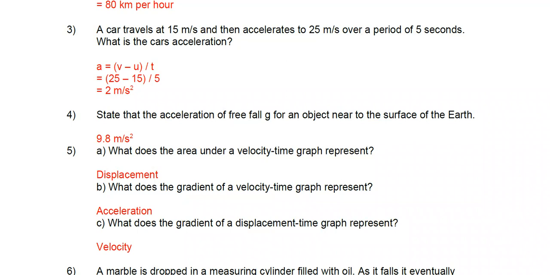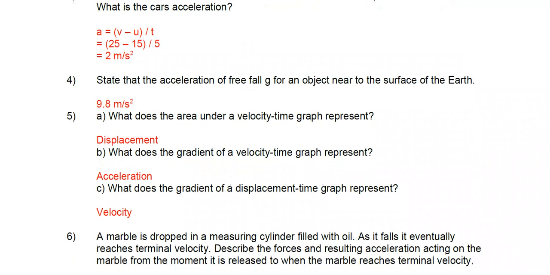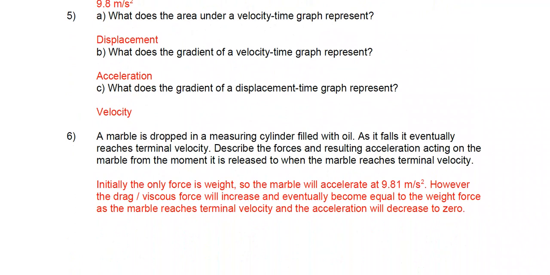What does the area under a velocity time graph represent? It represents the displacement. What does the gradient of a velocity time graph represent? It represents acceleration. What does the gradient of a displacement time graph represent? Well, that represents velocity.